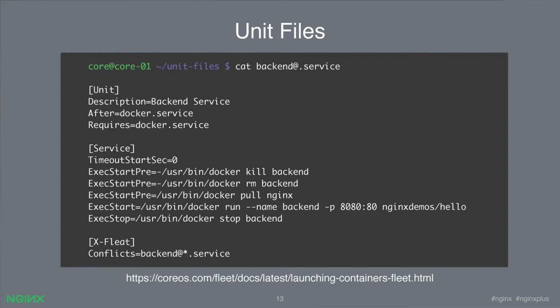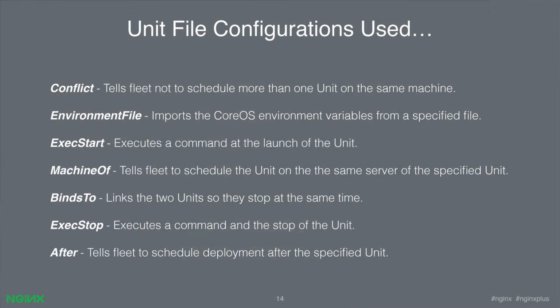Fleet specifically, this is kind of what a unit file looks like. And I apologize for the display, it got cut off a little bit, something with the resolution. So you can actually specify some special configurations to tell Fleet exactly how you want to deploy the application, right? So some of those that we're going to be doing today is Conflict. It tells Fleet not to schedule more than one unit on the same machine. EnvironmentFile allows you to read in a set of environment variables from a specified file. We're going to use that today.